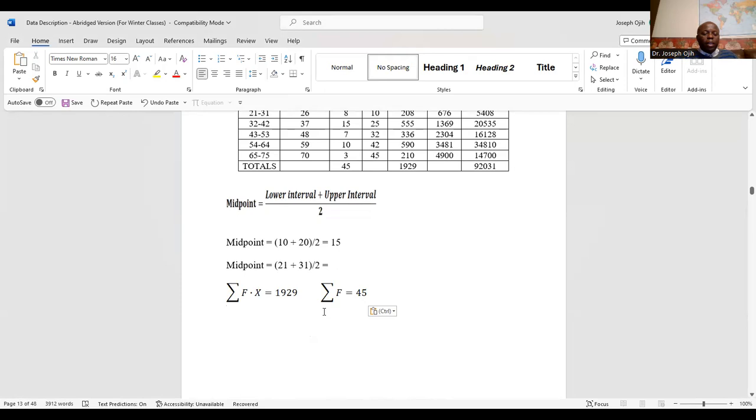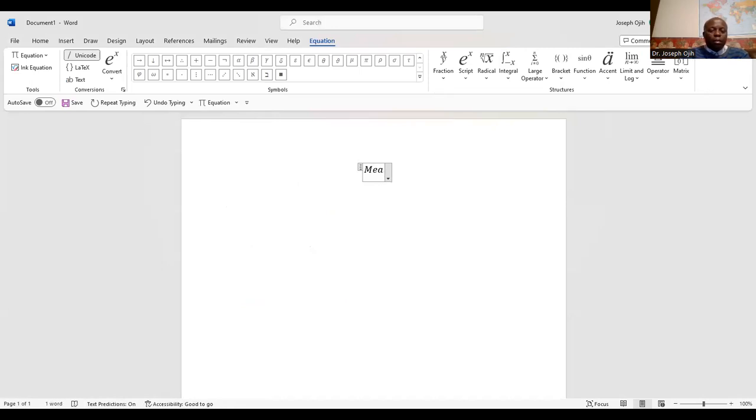To find the mean now, we're gonna use the formula for the mean. So I'm gonna write it out, and then we can plug in the numbers. The mean, x bar, which is the symbol for sample mean, equals sum of f times x, sum of frequency times x, divided by sum of frequency.